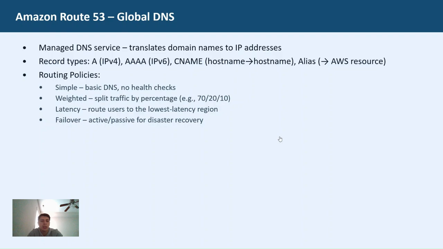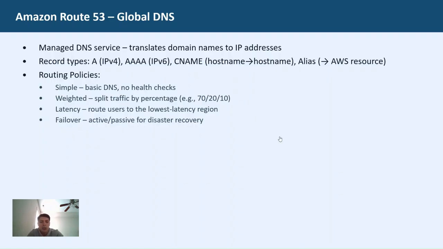Route 53 is AWS's managed DNS service. It translates domain names into IP addresses. The most common record types are A for IPv4, AAAA for IPv6, CNAME for hostname to hostname, and Alias, which points directly to AWS resources like an ELB or CloudFront distribution.